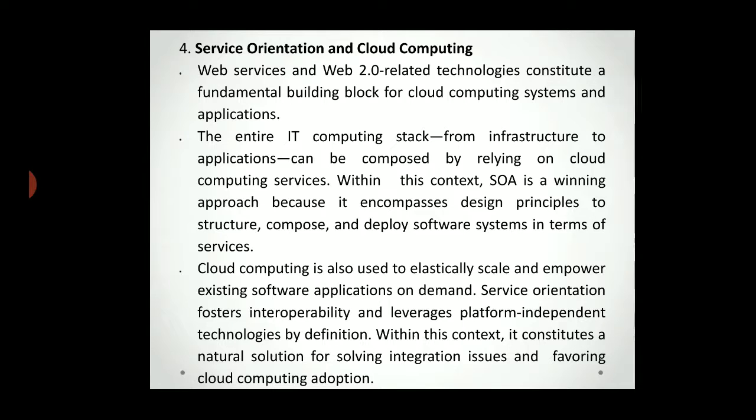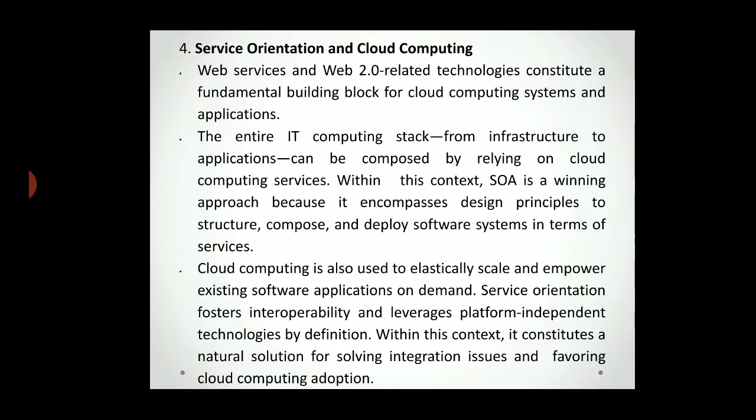Lastly, we have service orientation and cloud computing. Web services and Web 2.0 related technologies constitute a fundamental building block for cloud computing systems and applications. Web applications are the front end of the cloud computing systems, which deliver services either via web service or provide a profitable interaction with Ajax-based clients. The entire IT computing stack from infrastructure to application can be composed by relying on cloud computing services.